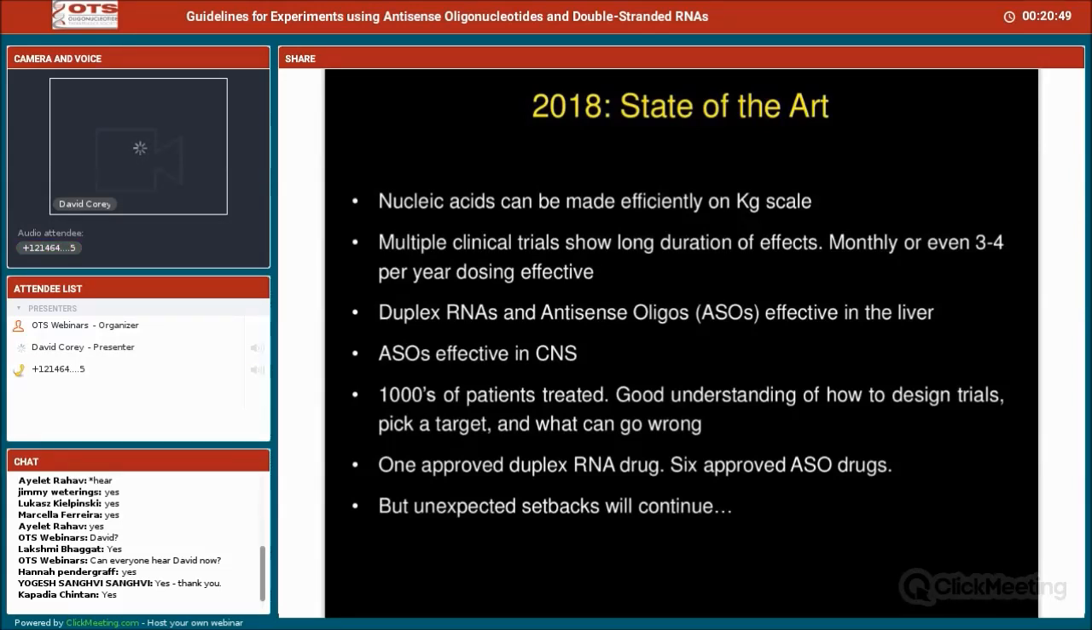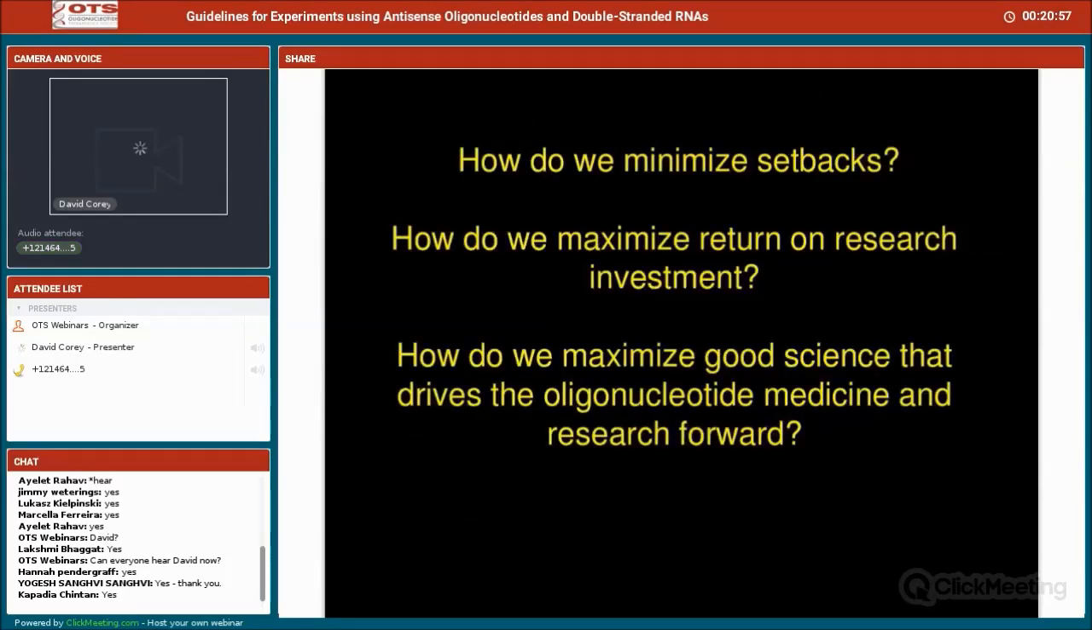But one thing that's certain is that we're going to continue to see unexpected setbacks. And part of why I'm here today is that I think the field needs a reminder about how we minimize these setbacks and maximize the return on research investment, both at the academic level and at the industrial level.